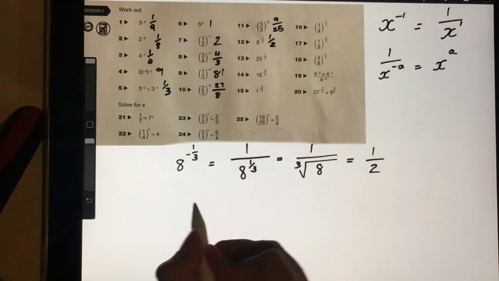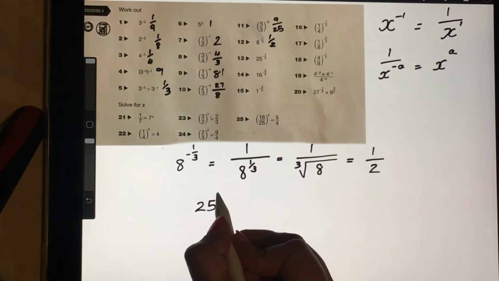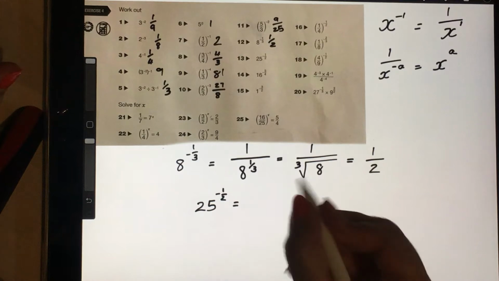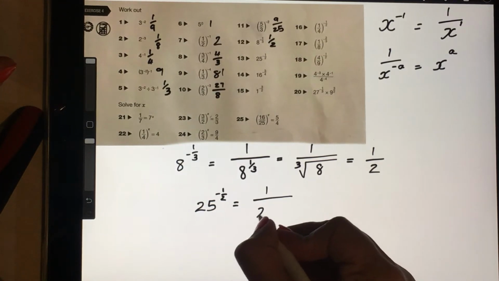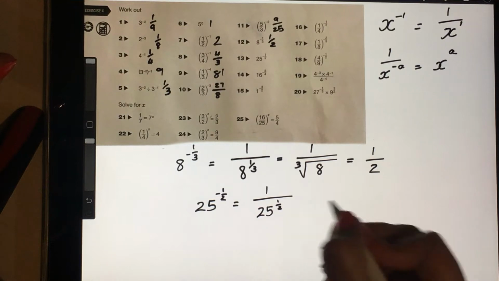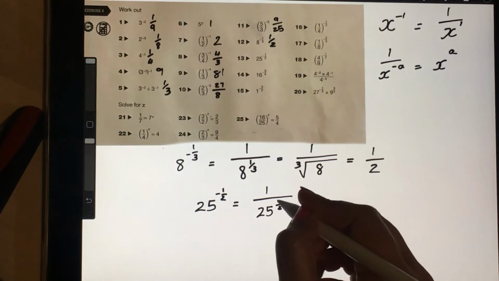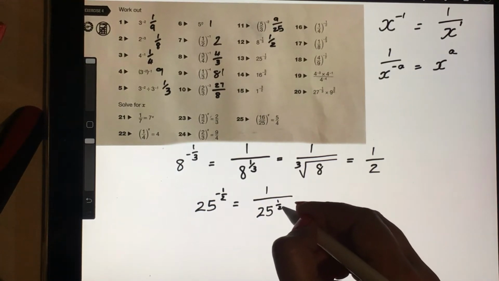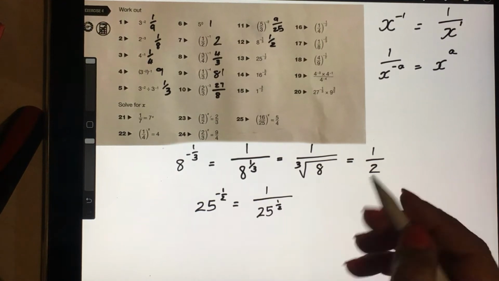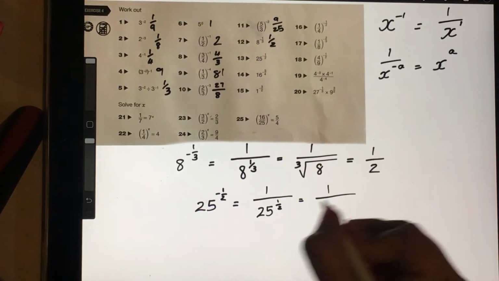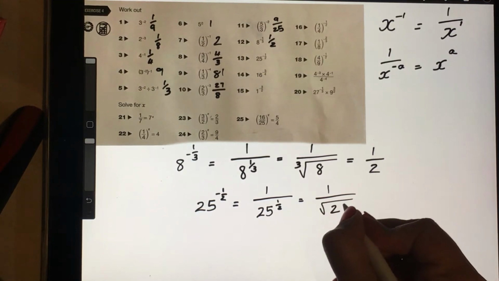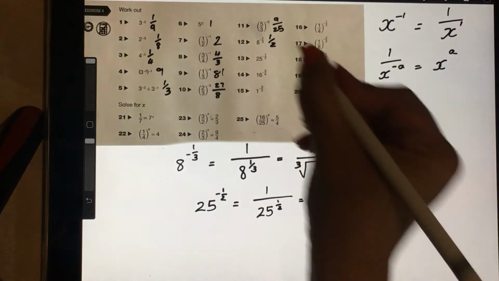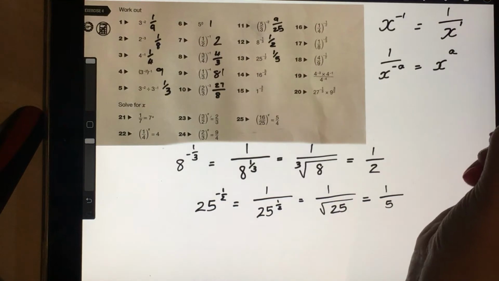Right, for number 13, we've got 25 to the power of negative a half. Same thing. First, get rid of the negative by writing it as 1 over 25 to the power of a half. Again, it's not to the power of 2, it's to the power of a half. You cannot simply change a half to a 2 in the denominator. You only removed the negative. Right, now we can remove the half by saying it's the square root of 25, and the square root of 25 is 5. So your answer is 1 over 5.